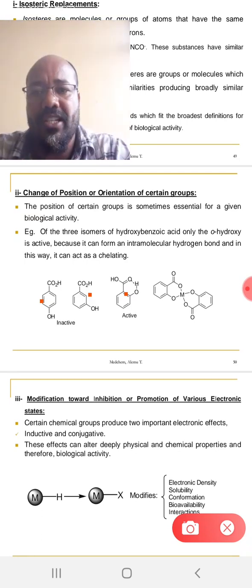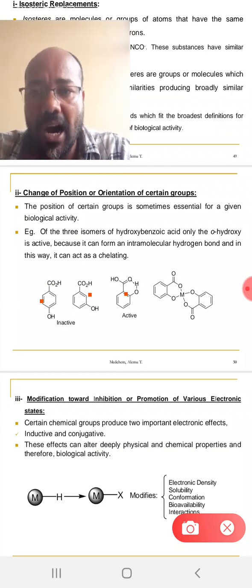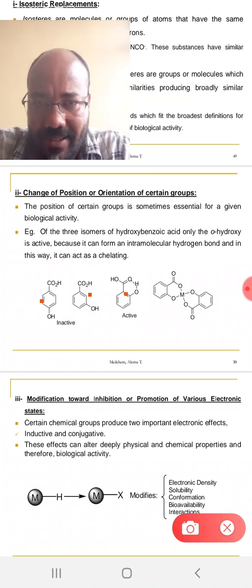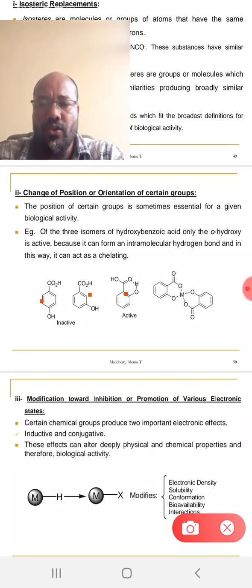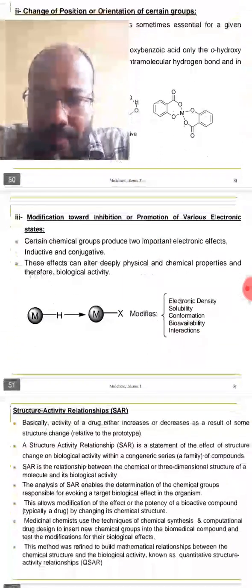Why is the ortho more active than the others? Because it forms intramolecular hydrogen bonding that is important for formation of a chelate, a reactive molecule, reactive intermediate. This is also another way for discovering a new drug.